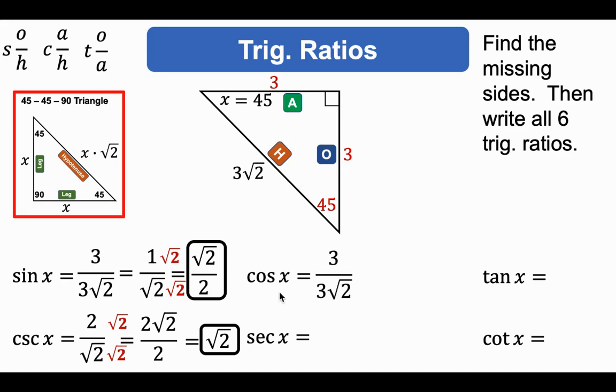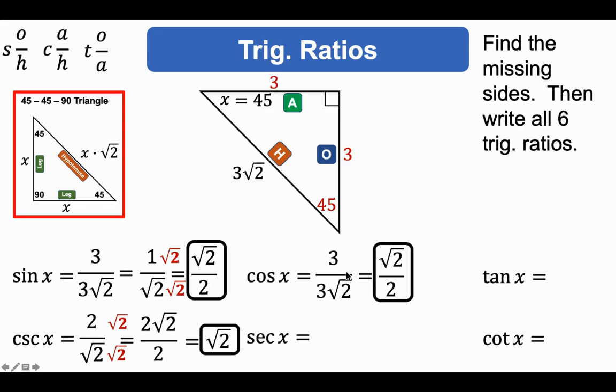Cosine is adjacent over hypotenuse. So 3 over 3 square roots of 2's. I see these 3's right here. Now, kind of look for patterns. I mean, I told you this came from a pattern. It made your life a lot easier. So always look for patterns in math. I got 3 over 3 square roots of 2. I literally just did that right here. So I don't have to go through this whole process because I already know what it is. It's square root of 2 over 2.